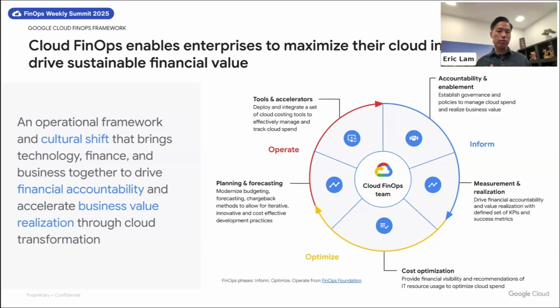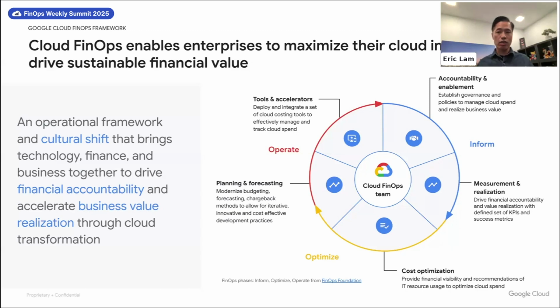Anchoring on the FinOps foundation with the inform, optimize, and operate stages, we've been working with many customers, from different levels of FinOps maturity to very large global customers. Fundamentally, there are five key building blocks for success, and we have heard a lot of these concepts in the last two days. First, driving accountability and enablement. FinOps is really about how you enable others, engineers, finance folks, and product teams, to adopt and embrace the FinOps discipline.